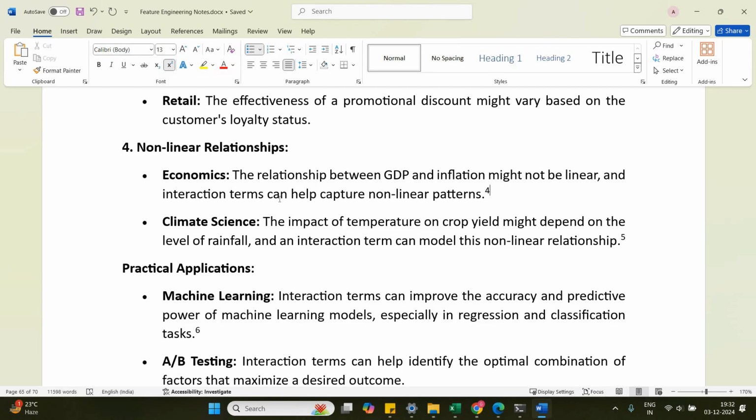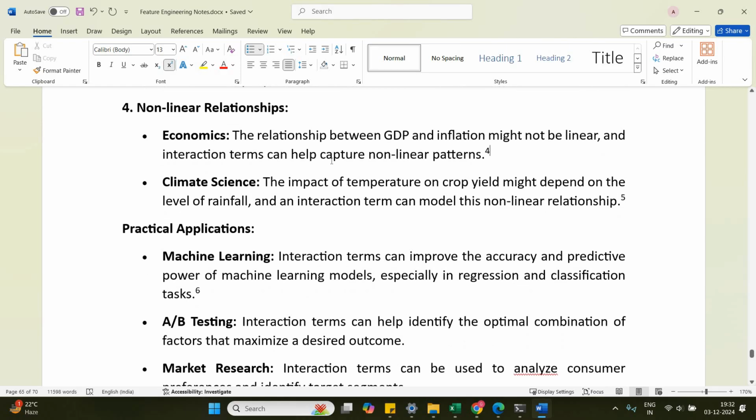This is not always linear. An interaction term can help capture the non-linear pattern, and it can give you other insights as well, like how it happens, why it happens, and how frequently it happens. What are the other factors causing this, that sometimes the inflation is high and the GDP is high only because of that, but ultimately you are not generating that many units of products? So that is a non-linear relationship. This is an example of a non-linear relationship in economics.